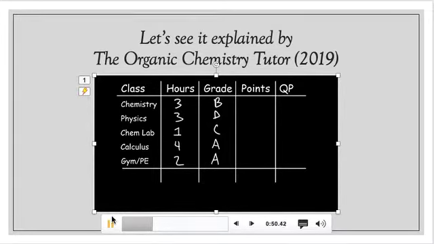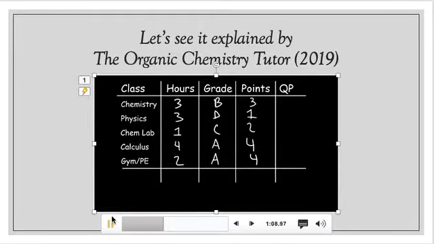Now, the next thing you need to determine is the point system for each letter grade. In most schools, an A is worth 4 points. A B is worth 3 points. A C is worth 2 points, and a D is worth 1 point. F is not worth anything.